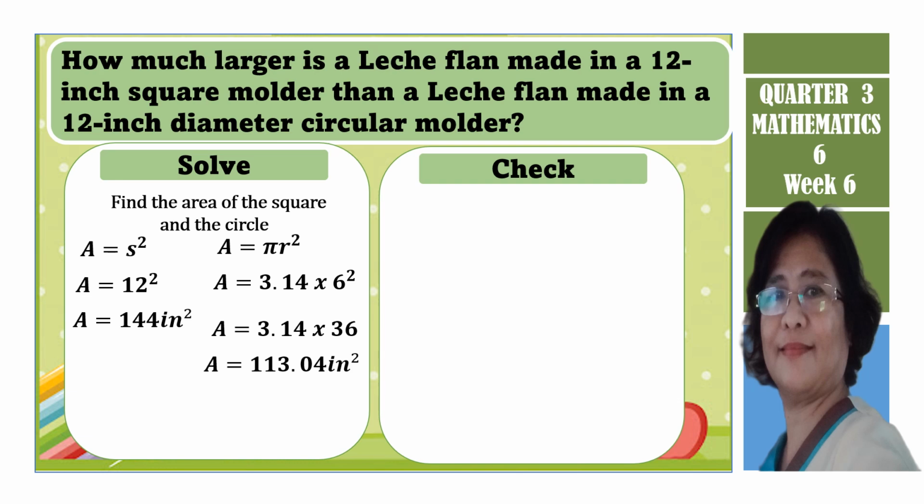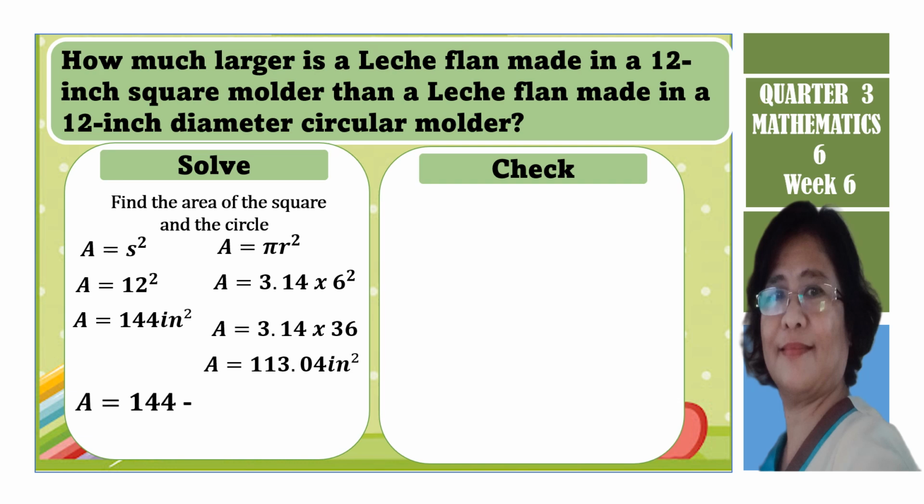For the circle, we need to find the radius. The given is the diameter. Radius is half of the diameter. So what is half of 12? 6. That's why we have 6 here. 6 to the second power is equal to 36. 36 times 3.14 is equal to 113.04 square inches.